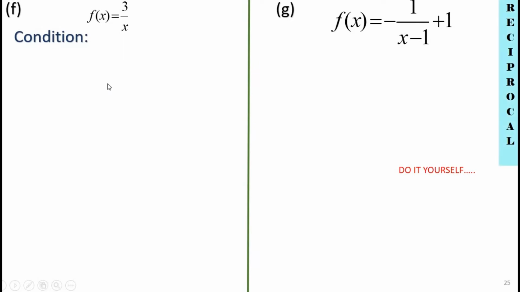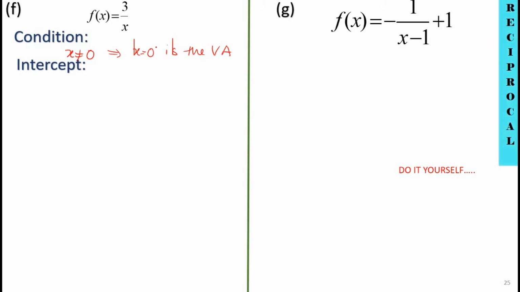The condition is that x cannot take 0. You cannot take x equal to 0. Why? Because if x is equal to 0, then f(x) is undefined. Because of that, you can say that x is equal to 0 is actually the vertical asymptote.